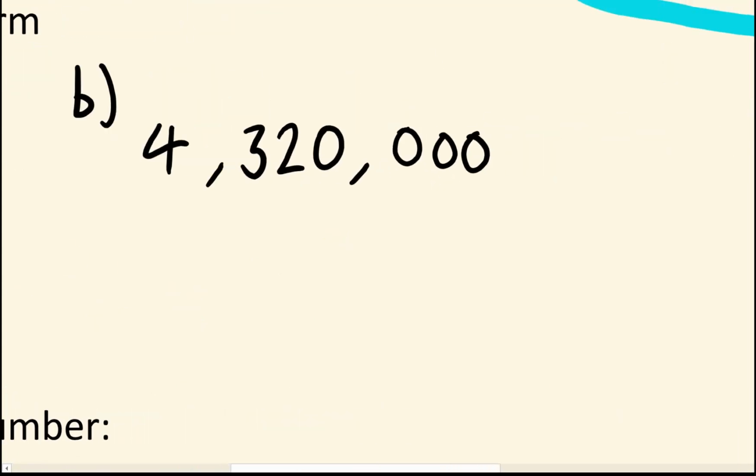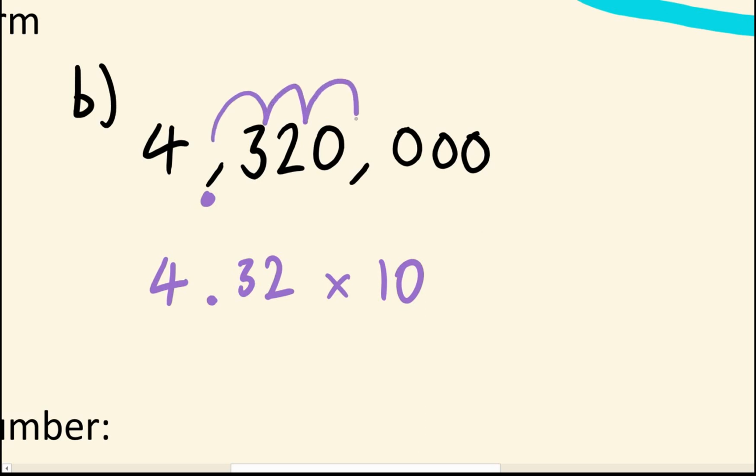Another example, same idea. Step 1, a number between 1 and 10. In this case, I'm going to start with 4. Any numbers after that are just going to go after the decimal point. Then we need to times it by 10 to some power. My point has now gone here, so I count the jumps. 1, 2, 3, 4, 5, 6. 6 jumps, so it's times 10 to the 6.